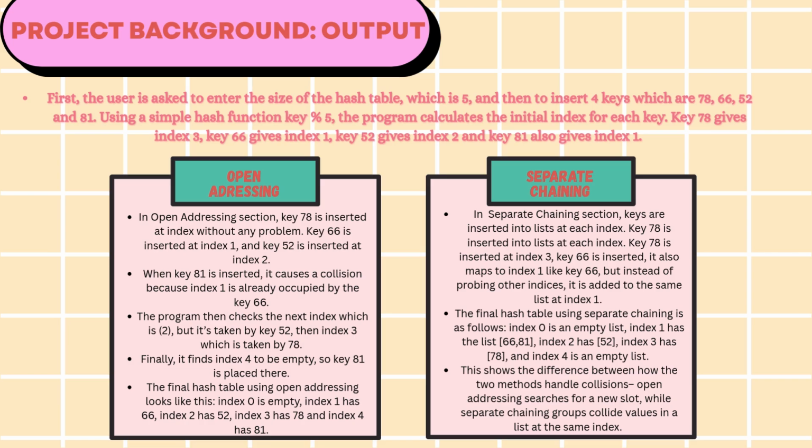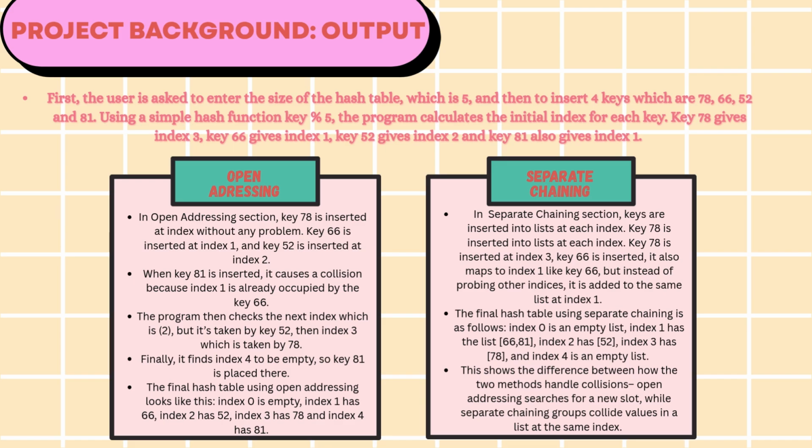In the open addressing section, key 78 is inserted at index 3 without any problem. Key 66 is inserted at index 1 and key 52 is inserted at index 2. However, when key 81 is inserted, it causes a collision because index 1 is already occupied by key 66. The program then checks the next index, which is 2, but it's taken by key 52, then index 3, which is taken by 78. Finally, it finds index 4 to be empty. So, key 81 is placed there.